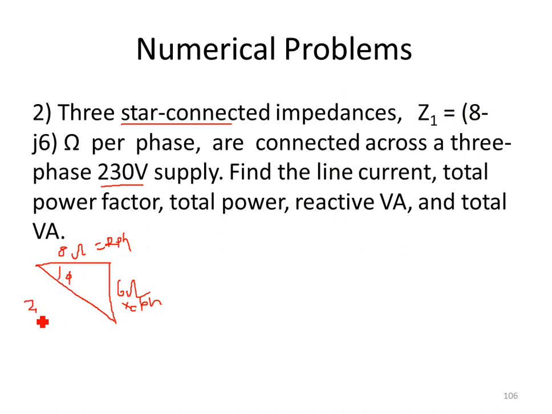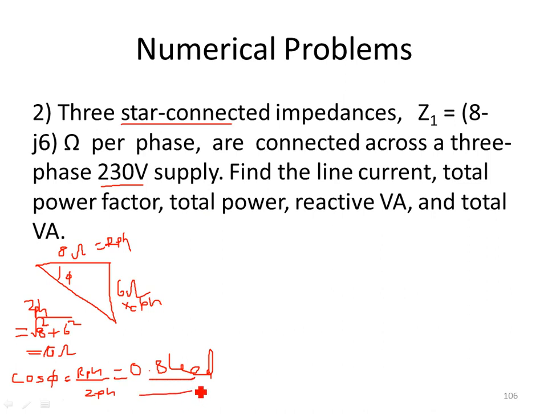So what is Z phase? Z phase you will get as root of 8 square plus 6 square. That is 10 ohm. So Z phase is 10 ohm. From here, what is cos phi? From the impedance triangle, cos phi is R phase by Z phase. R phase is 8 ohm, Z phase is 10 ohm. So cos phi is 0.8. Since it is an RC circuit, it is 0.8 leading. So you got the power factor also.